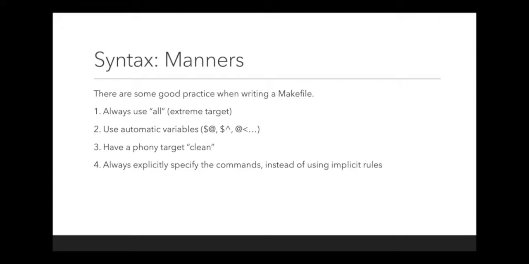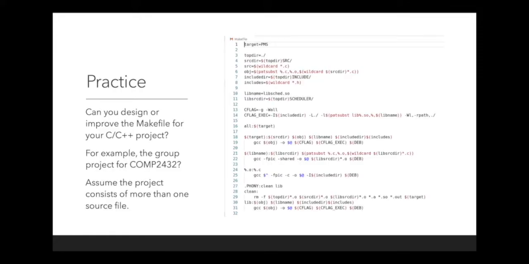After defining a clean phony target, we can type make clean to remove all the object files, and always explicitly specify the commands instead of using implicit rules. So can you design or improve the makefile for your C or C++ project?